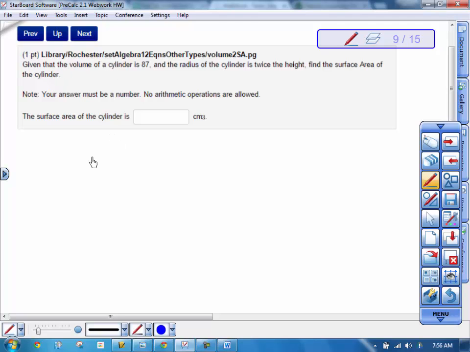Okay, the next problem gives us the volume of the cylinder is 87. We know the formula for the volume of a cylinder is the area of the base times the height, where the base is pi r squared. I'm going to write that formula down. And then they give me a relationship. They say the radius is twice the height.